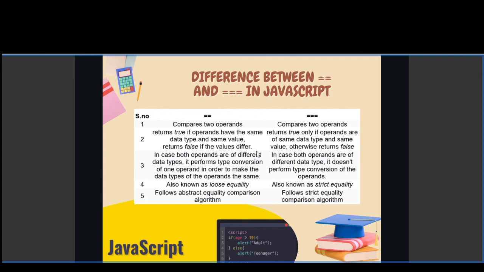Okay, the second follow-up question that I used to ask is, which one do you think should be the faster of the two? Most people say double equal to should be faster because it doesn't care about types.